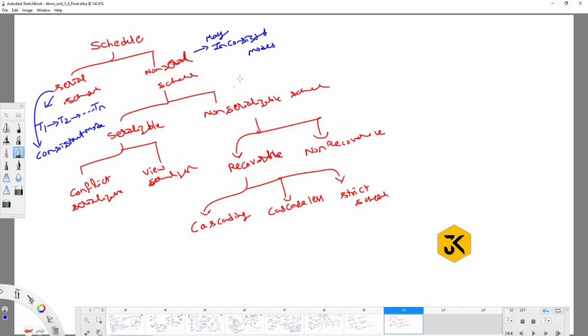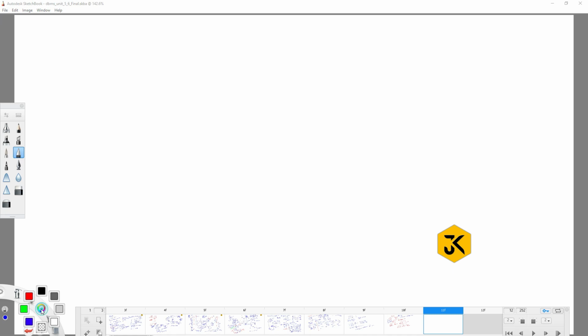So what is the meaning of non-serial schedules? We can simply say that interleaving of execution is allowed. We can call it non-serial schedules, right? So again, these non-serial schedules are classified as serializable as well as non-serializable. So what kind of schedules do we call serializable schedules? So let us go for that.